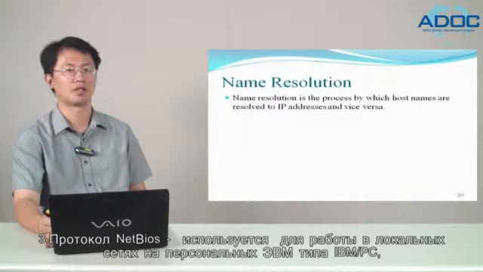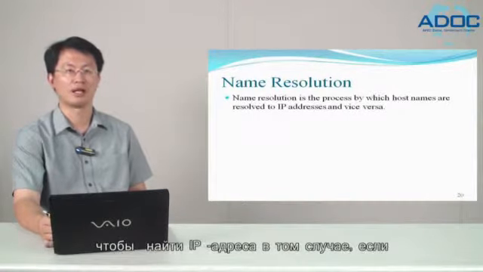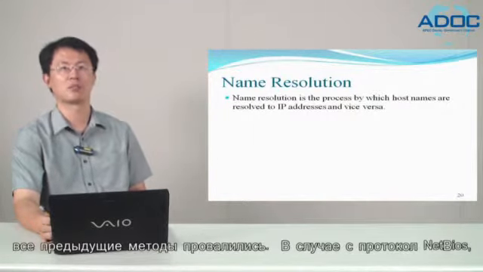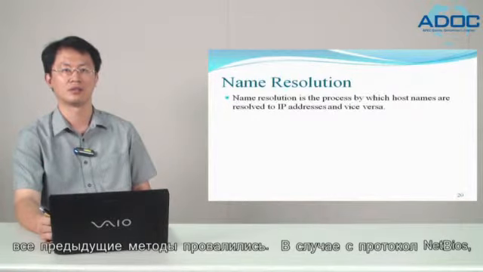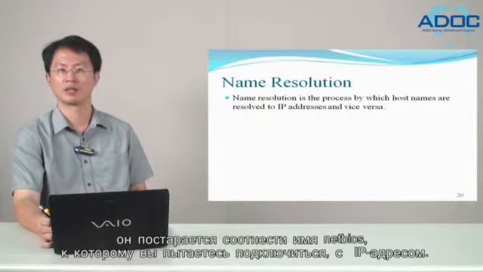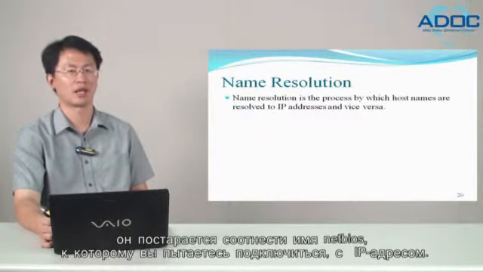Third, NetBIOS. This only applies to Windows machines and will only be used to map names to IP addresses if previous methods failed. And these methods will attempt to map the NetBIOS names you are trying to connect to with an IP address.